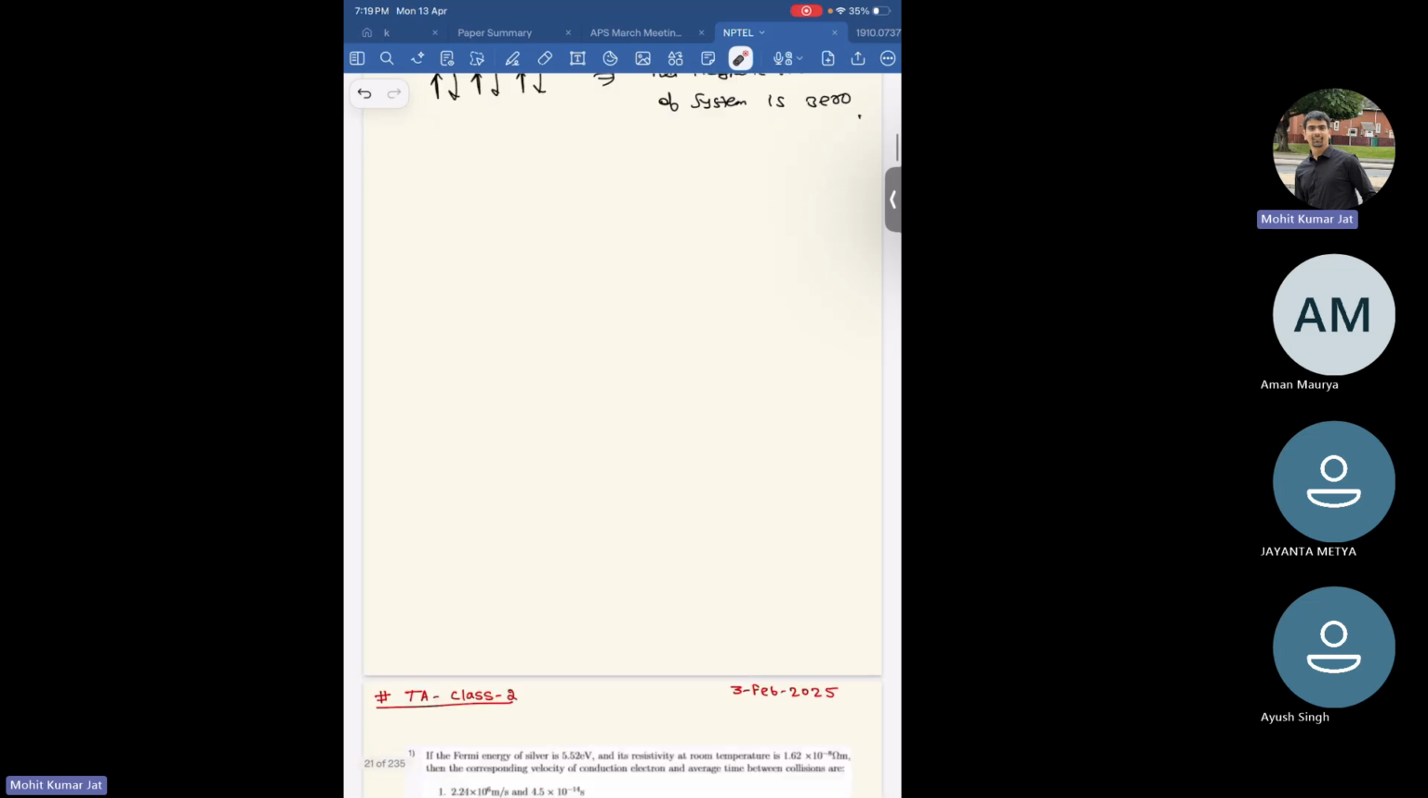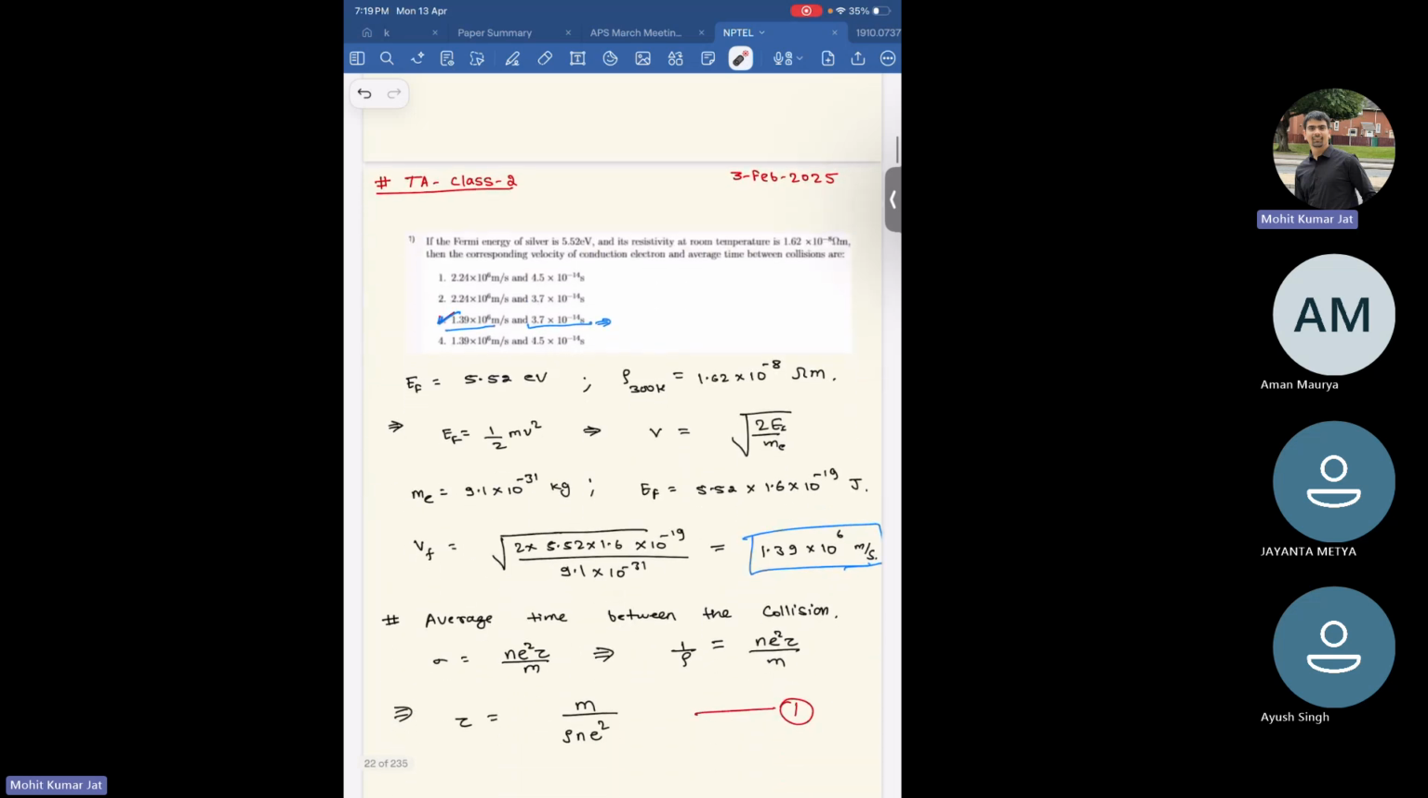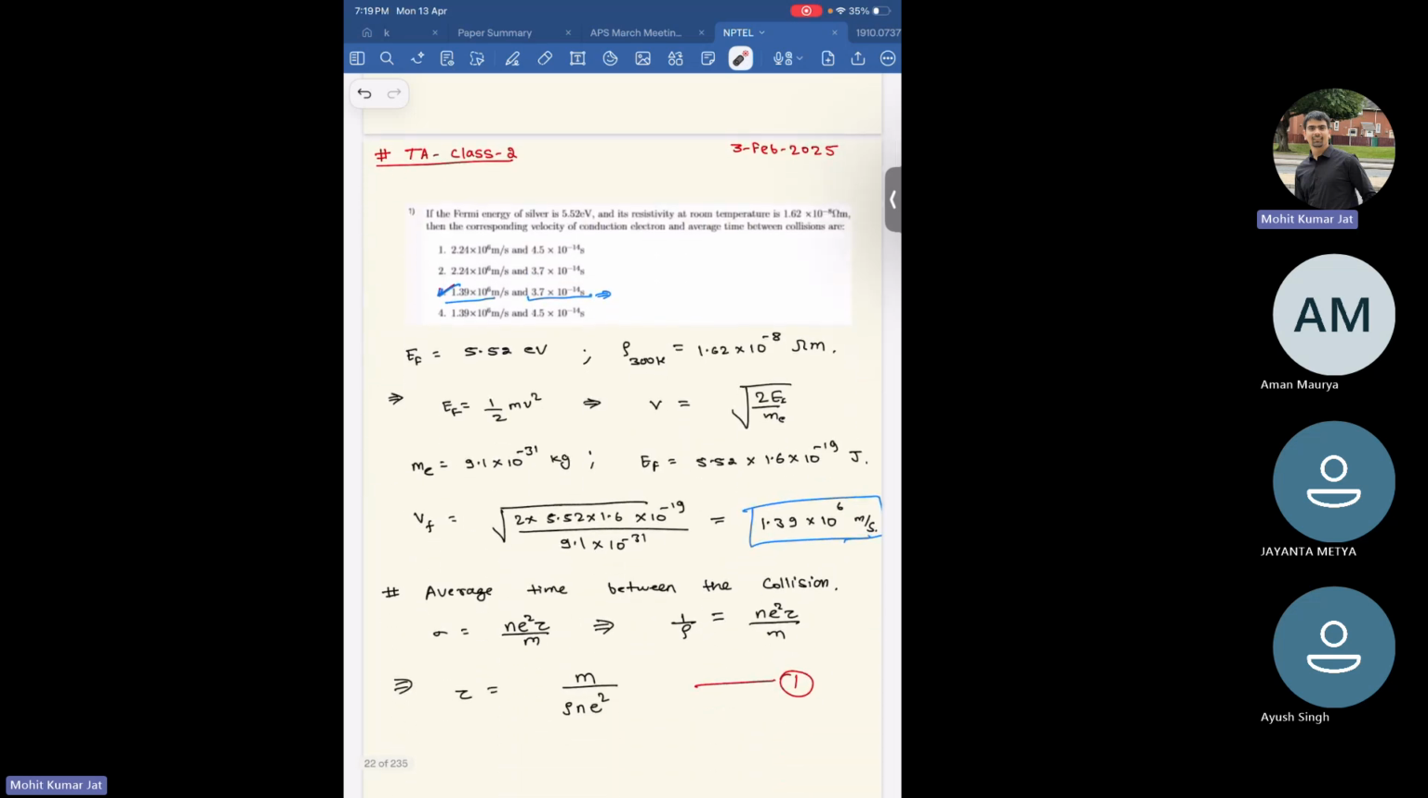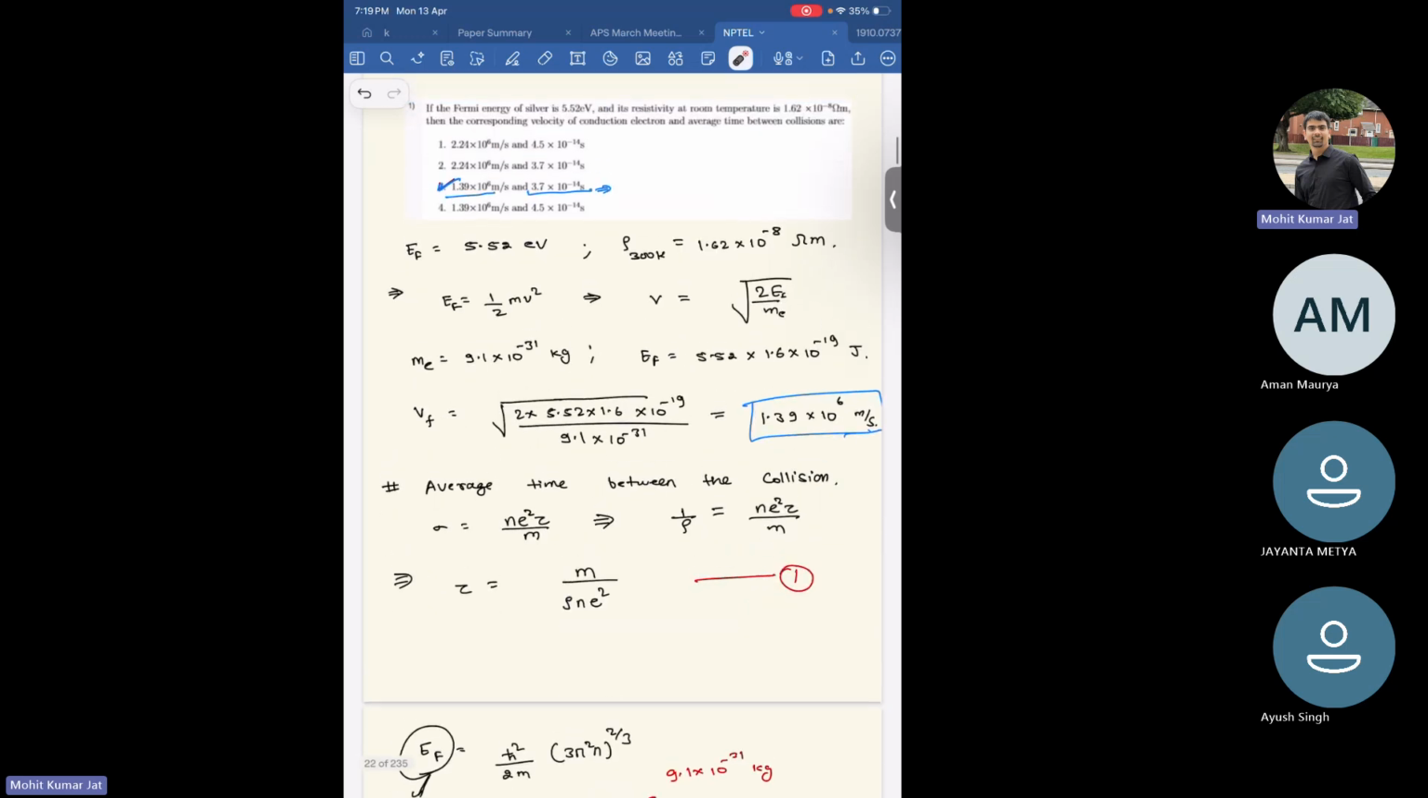Okay, if it is so, then we'll move on to the next part, which is basically class 2. So, if the Fermi energy of silver is 5.52 eV, and the resistivity at room temperature is also given, then find the corresponding velocity of the conduction electron and the average time between collisions. The average time between collisions is tau, the relaxation time. It's basically the velocity you have to extract.